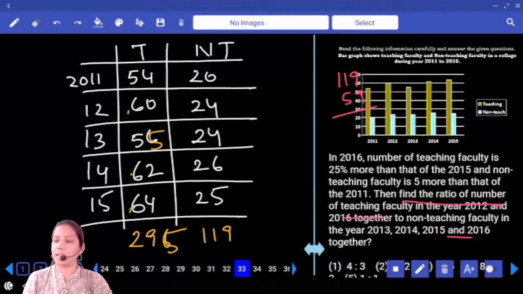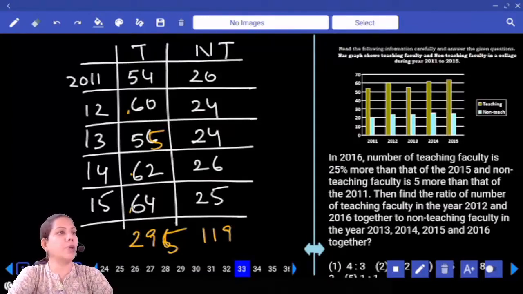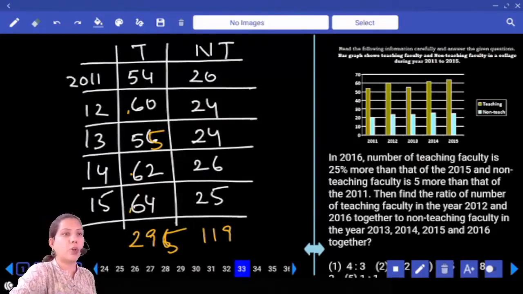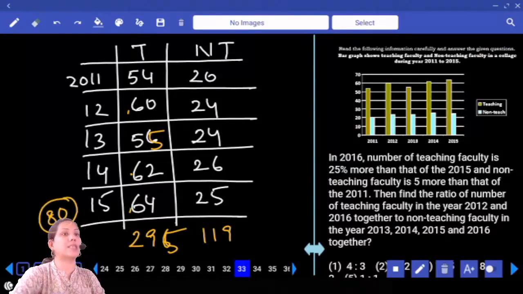Okay, next. Question number 33. In year 2016, the number of teaching faculty is 25% more than that of 2015. What is 2015 teaching faculty? 64. Compared to that 64, how much percentage more? 25% in fraction form is 1/4 more. So what is 1/4 of 64? 16 more. So teaching in 2016 is equal to 80.